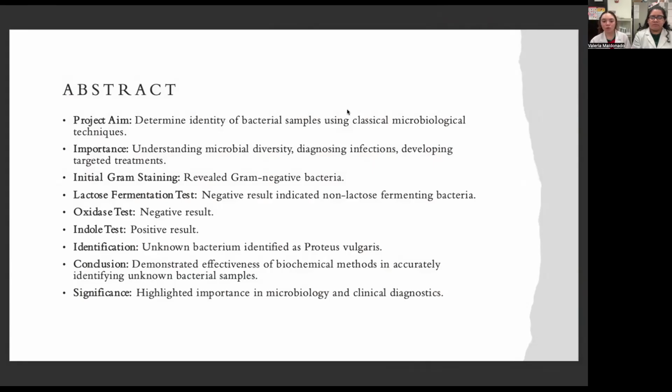Through gram staining, we were able to figure out that our unknown bacteria was gram negative at first. After doing further tests such as lactose fermentation and oxidase testing, we got negative results in both. Then we did an indole test and got a positive result. After doing all those tests, we were able to identify that our bacteria was Proteus vulgaris.